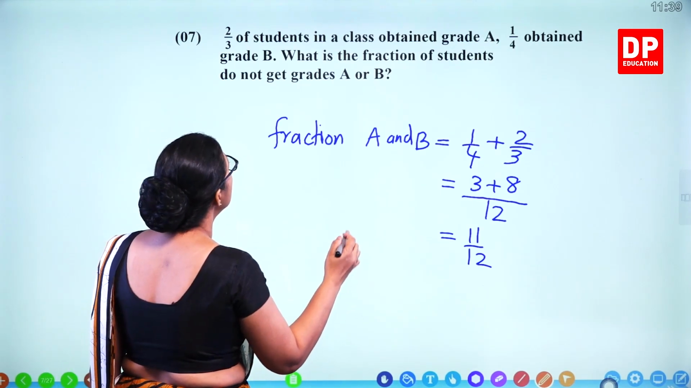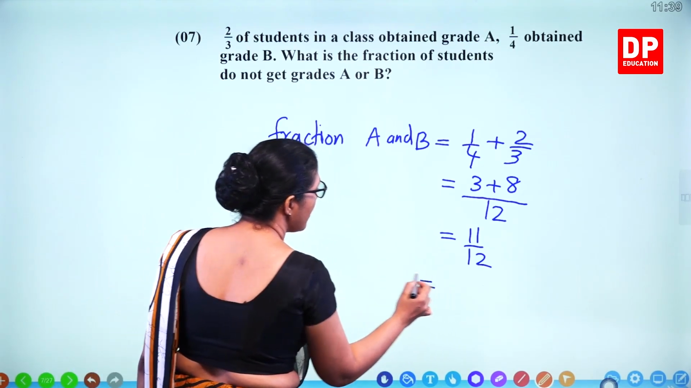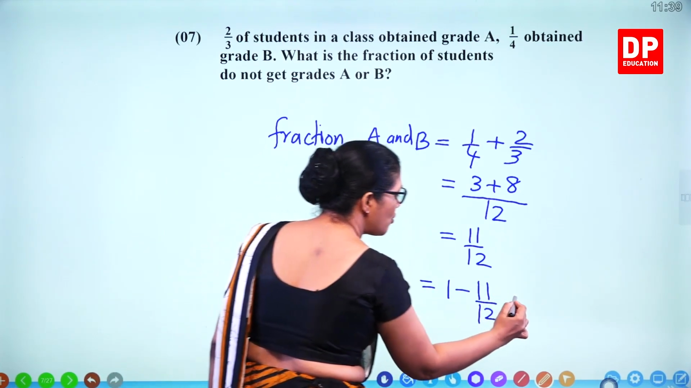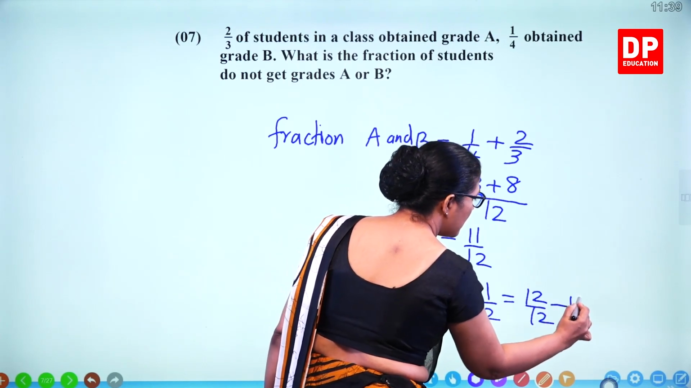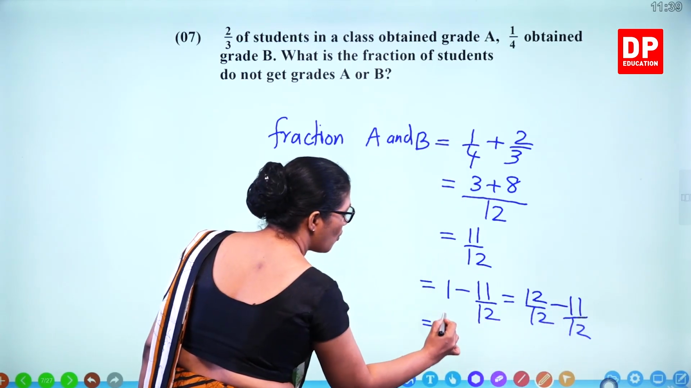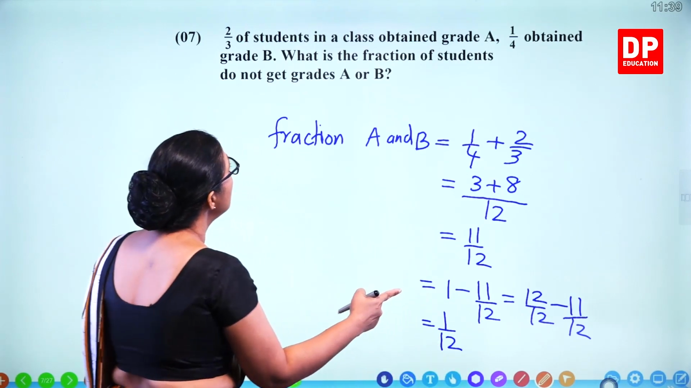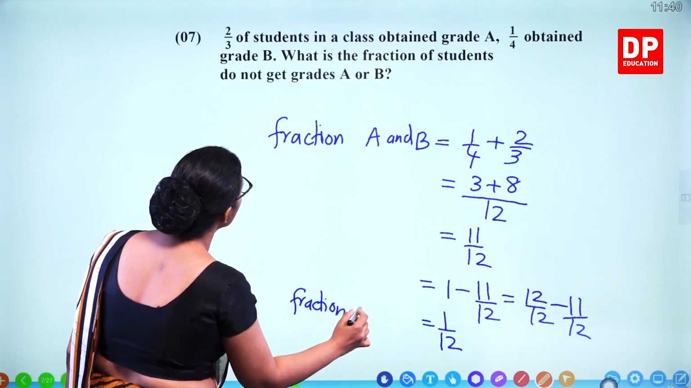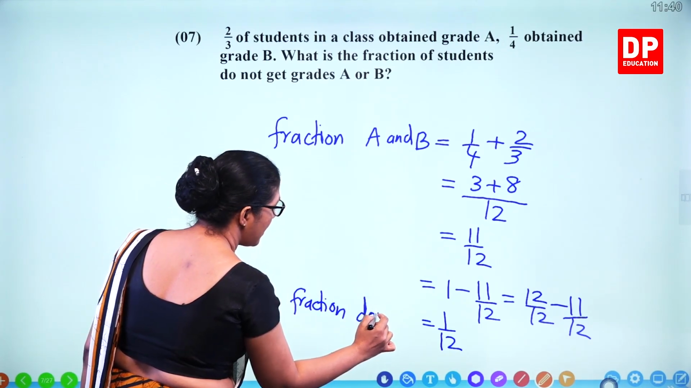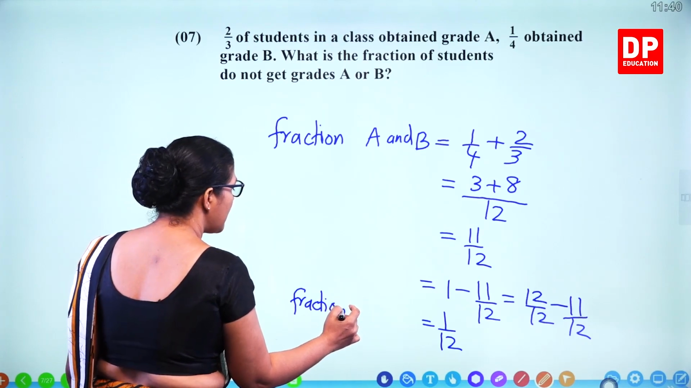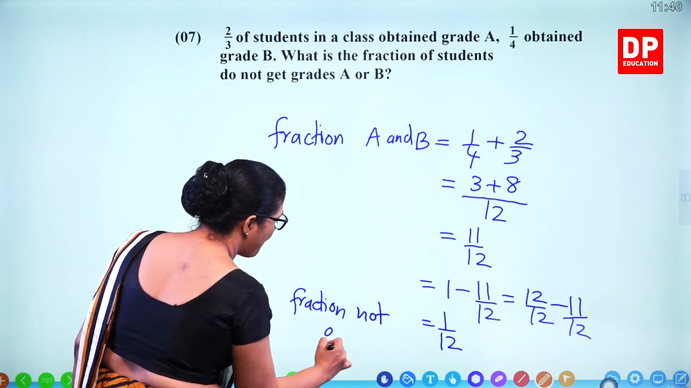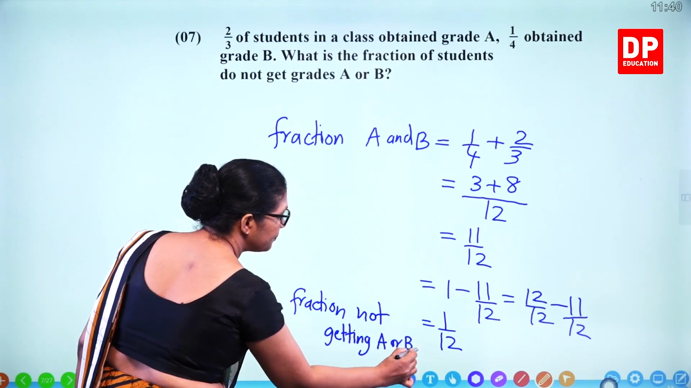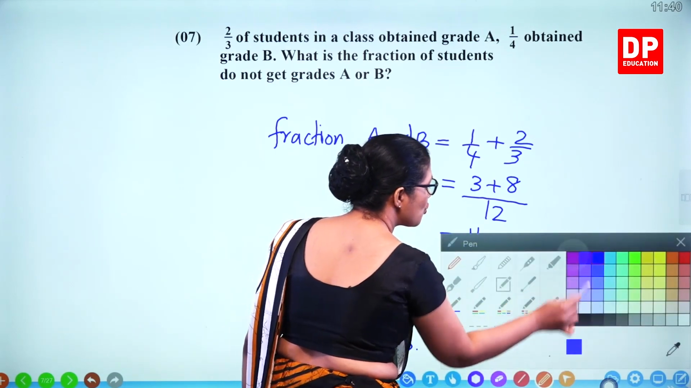So what's the answer? The required fraction is 1 minus 11 over 12. 1 you can write as 12 over 12. So you get 1 over 12 is the fraction of students that is not getting A's or B's. So 1 over 12. So 2 marks for that.